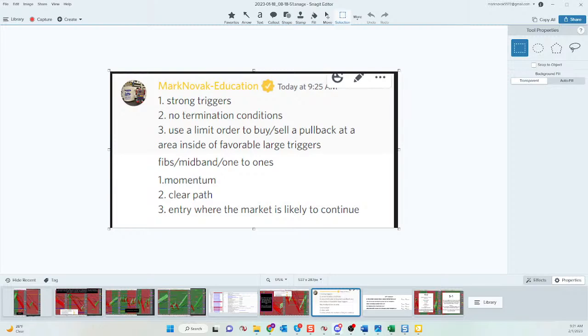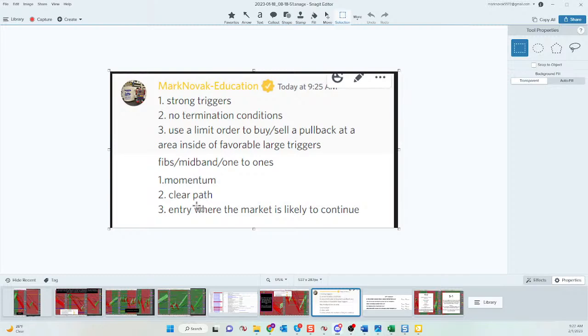Rule number 1 says you must have strong triggers. Rule number 2 says no termination conditions should be present. And rule number 3 says that we're going to use a limit order to buy or sell a pullback at an area inside of favorable large triggers. Each of these rules provides a very distinct advantage. Rule number 1 gives you the advantage of momentum. Rule number 2 gives you the advantage of a clear path. And rule number 3 is going to give you the advantage of taking an entry where the market is likely to continue.